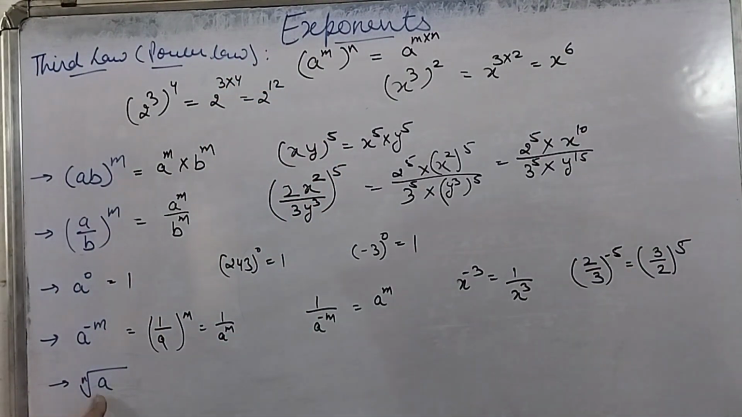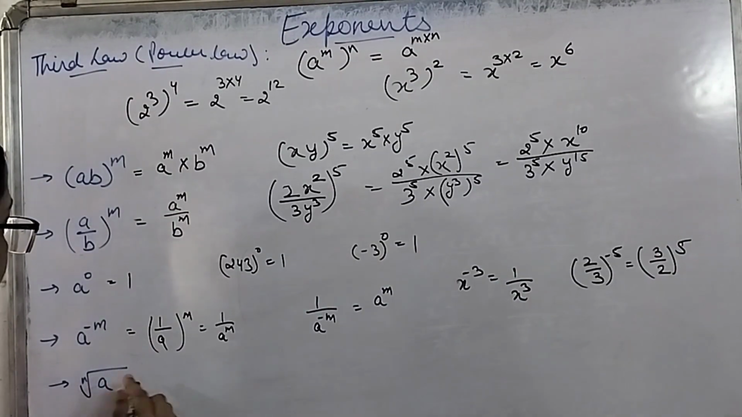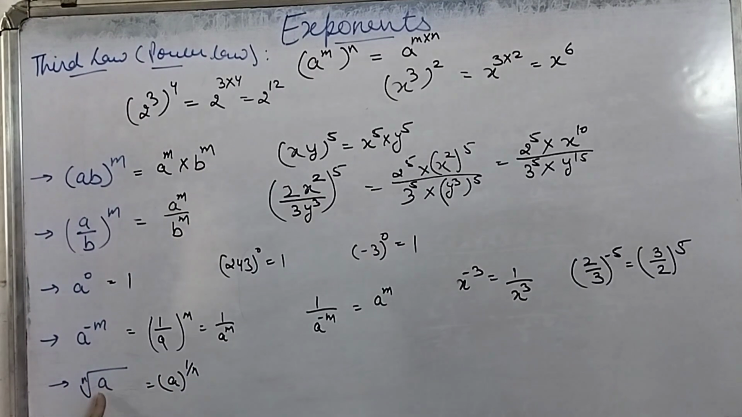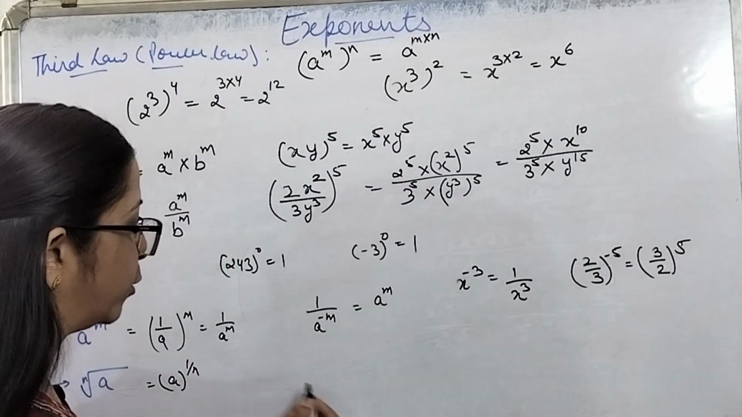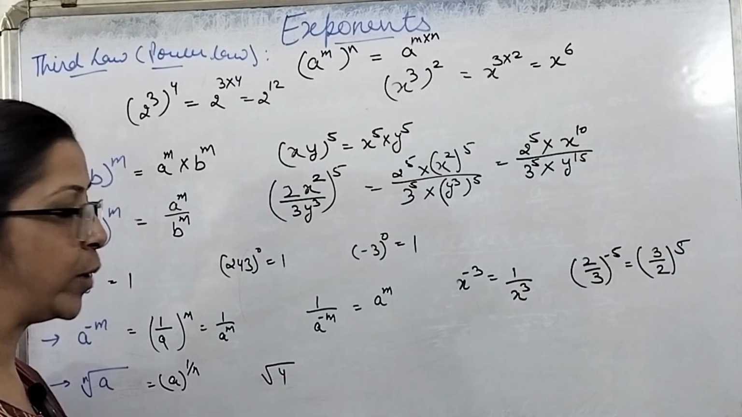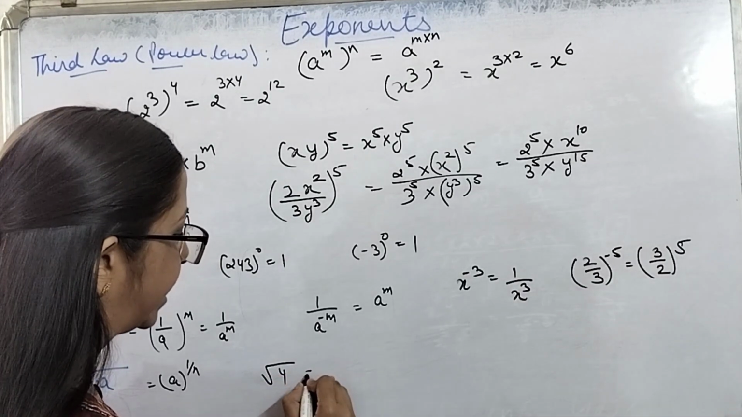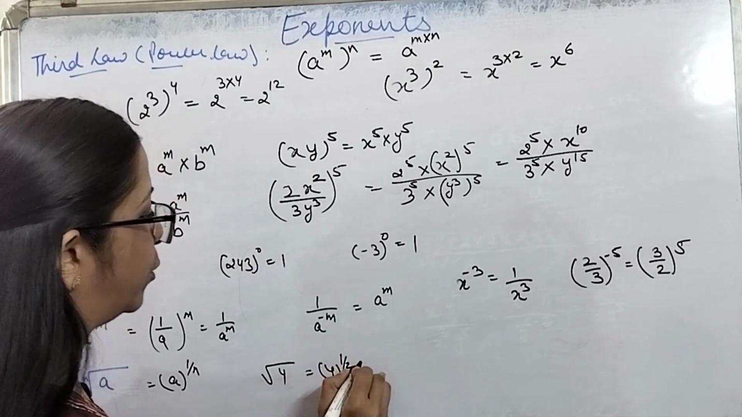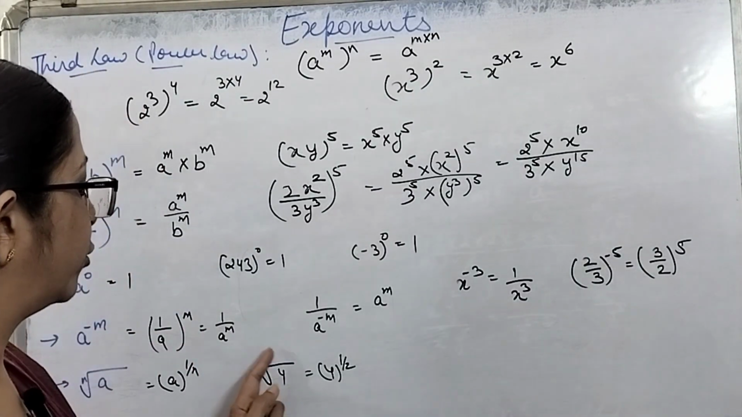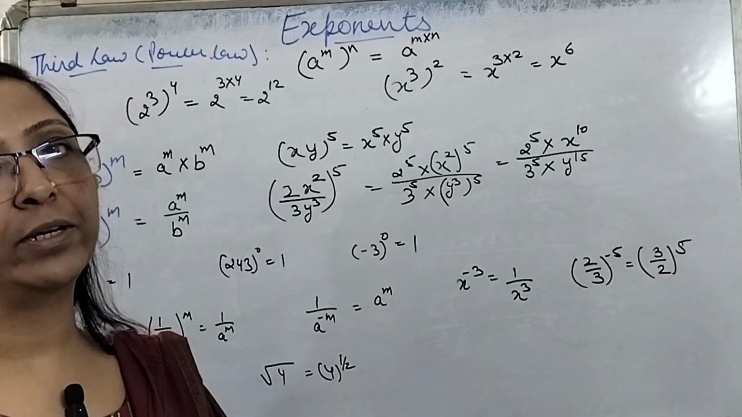Then it is your nth root of a. This is read as nth root of a. It simply means it could be written as a raised to the power 1 upon n. The power of a will be a raised to the power 1 upon n if it is the nth root. Similarly, this is your square root sign. Suppose we have to find the square root of 4. So how can it be written? As 4 raised to the power 1 upon 2. Square root means over here we can write it as 2 also. So square root of 4 could be written as 4 raised to the power 1 upon 2.